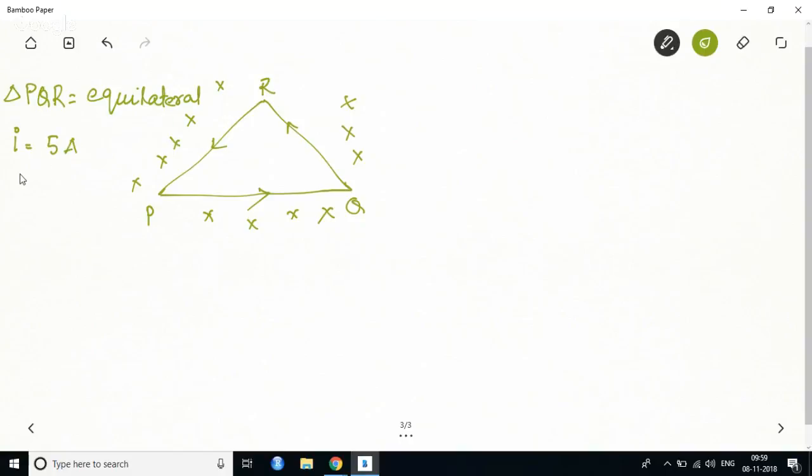As it is an equilateral triangle, length of the sides are, so side is of 10 centimeter, and magnetic field is of 2 Tesla. Find out resultant force on all three wires.